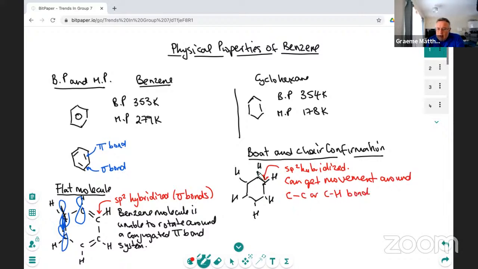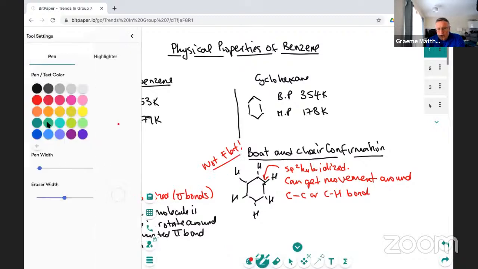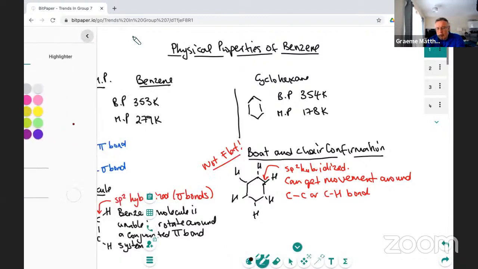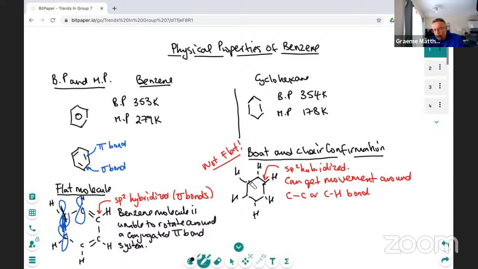This is not a flat molecule because you got this movement. And actually, you end up with two conformations, two ways this molecule can arrange itself. It's not flat like this. You actually get what's known as the boat conformation.